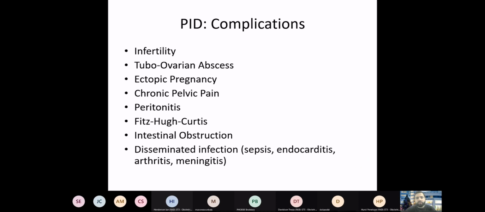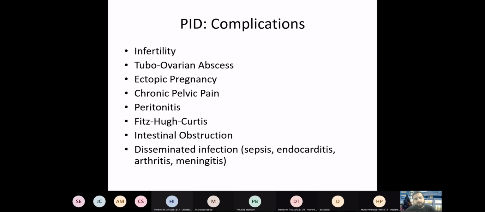So, complications. PID remains an important disease because of the long-term sequelae it has if the disease is not treated early on. The most common complications include infertility, tubo-ovarian abscesses, ectopic pregnancy, chronic pelvic pain, peritonitis, especially pelvic peritonitis, and Fitz-Hugh-Curtis syndrome that we mentioned in one of the previous slides.